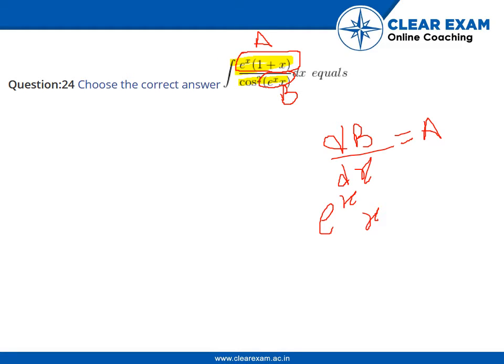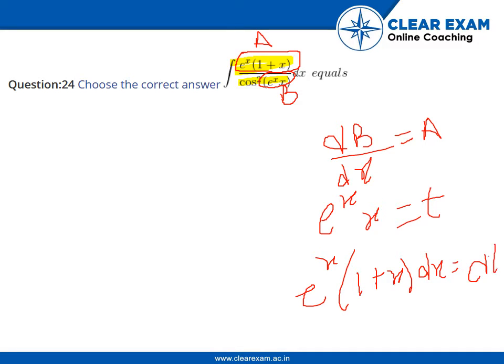And if we differentiate it on both sides with respect to x, then what do we get? We get e raised to the power x into (1 + x) dx is equal to dt. So this is the thing that I am telling you. Now let us dive into the solution directly without wasting any time.